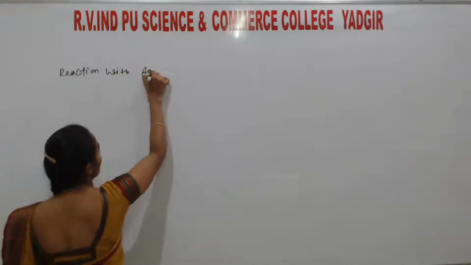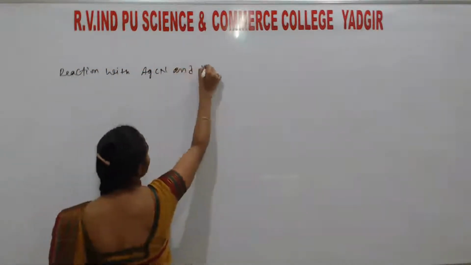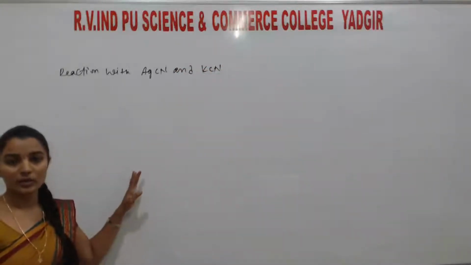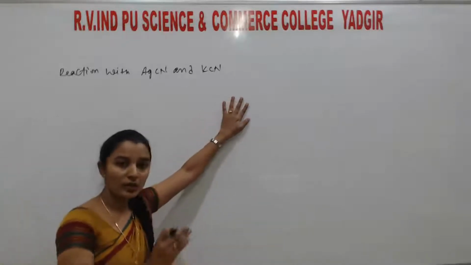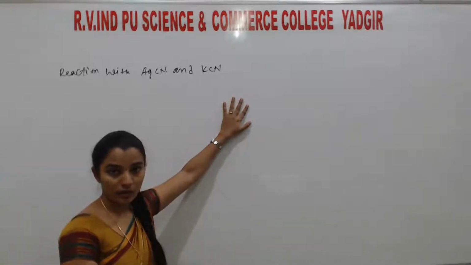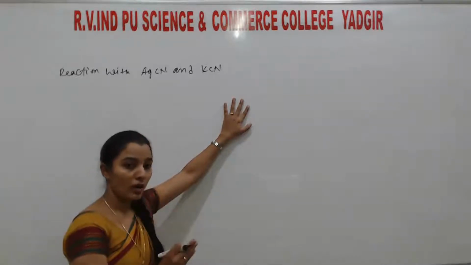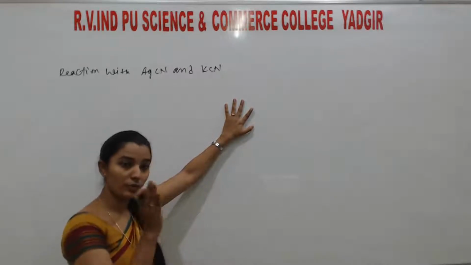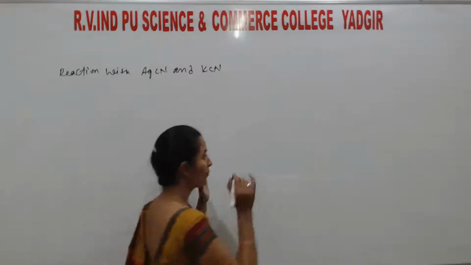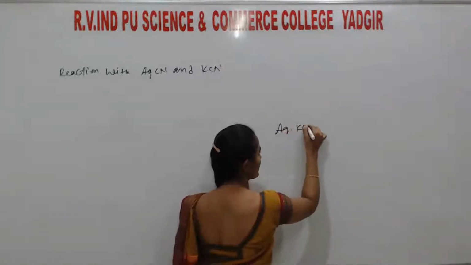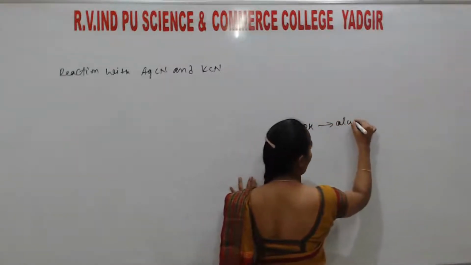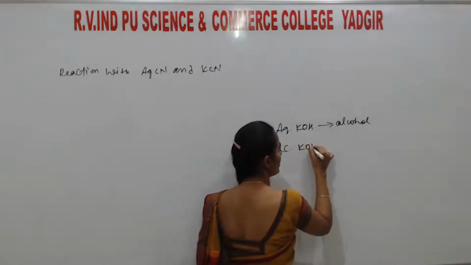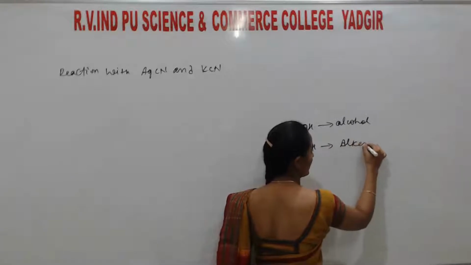Reaction with AgCN and KCN is also important. Means what product are we going to expect? Before, I told you, with aqueous KOH we will get alcohol. With alcoholic KOH, we will get alkene. Different products, right? So the equations I explained before. If we use aqueous KOH as a reagent, the product formed is alcohol. Okay, so if we use alcoholic KOH, then the product formed is alkene.